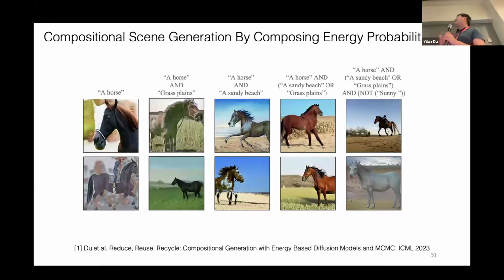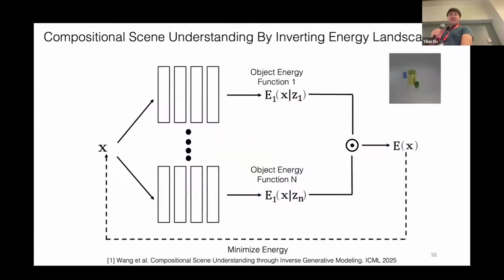And this is what you get in terms of actually composing distributions. If you have a distribution for a horse, by repeatedly, recursively combining these distributions, eventually you can get a scene where you have a horse, on either a sandy beach or grassy plains, which are the top two rows, where it's also not sunny. Okay, so that's an example of how you can use this idea of composition to generate scenes that are more complex than the ones you've seen before.